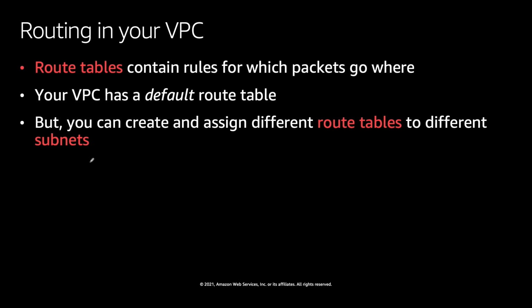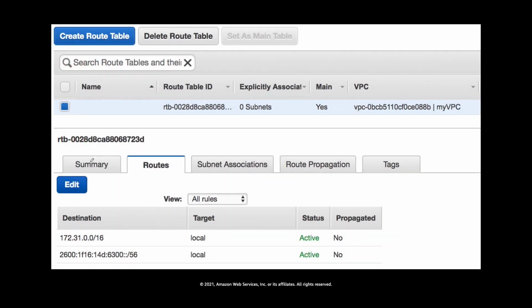What you can do is create and assign your own route table and attach it to different subnets. So you create a VPC, then you get a route table, but if you want to edit that, you can always create a different route table and attach it to different subnets. So this is how it looks.